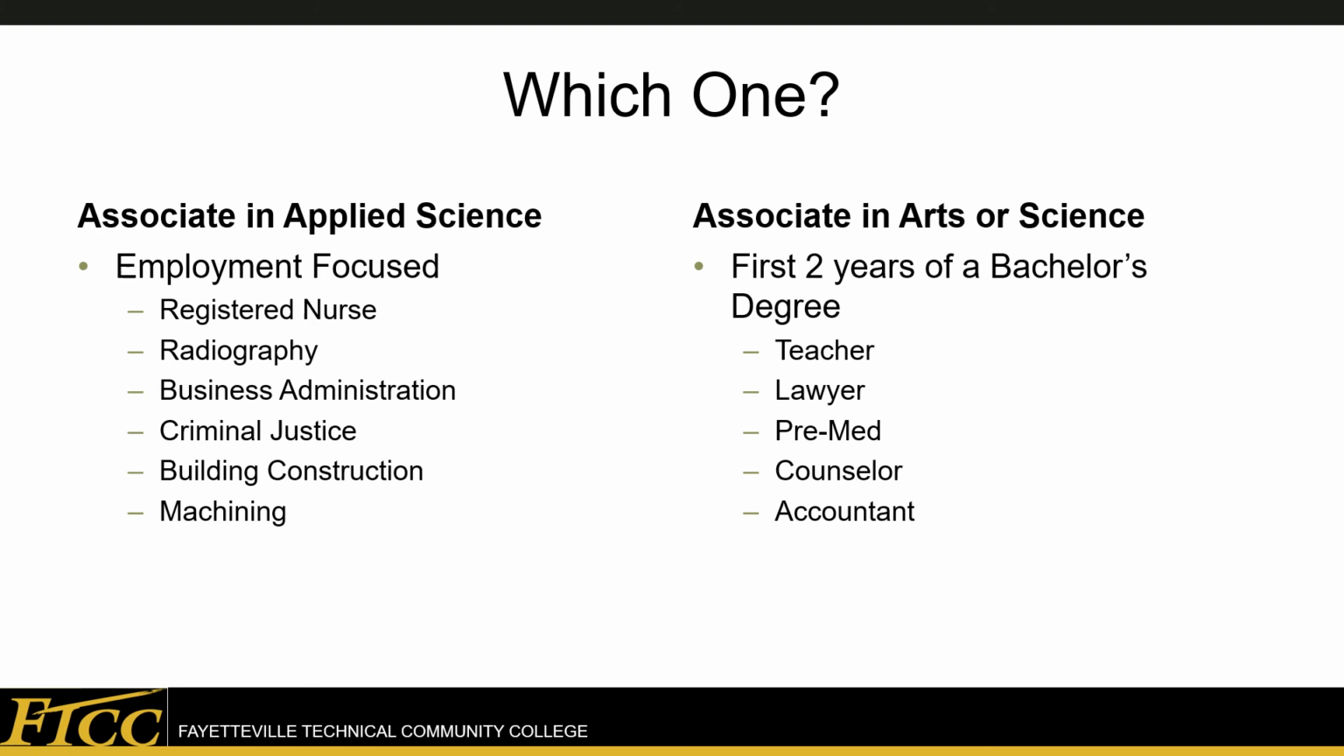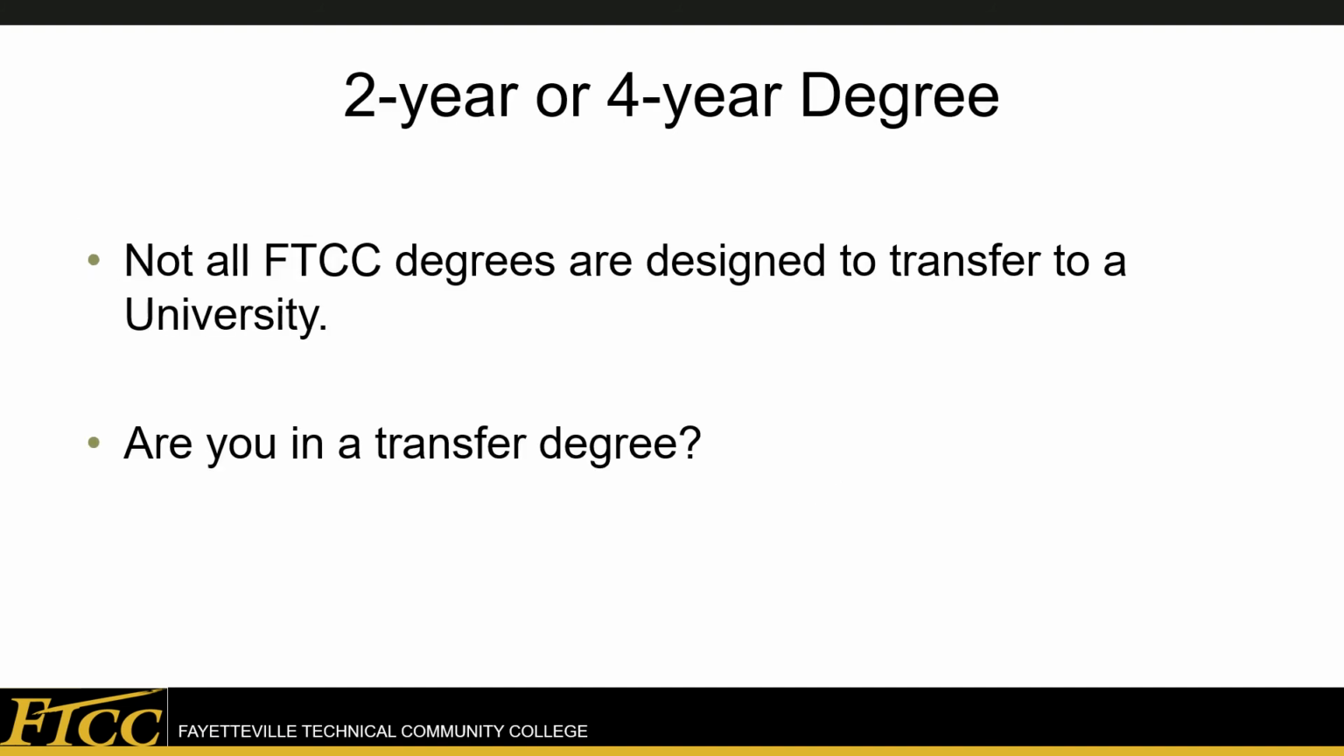Let's discuss your major a little further so you can see why it is so important to talk to your advisor. Here's an example. If you want to teach at an elementary school or high school or beyond, you should be in an Associate of Arts or Science degree. Teaching requires at least a bachelor's degree. Some positions, like those in special education, require a master's degree.